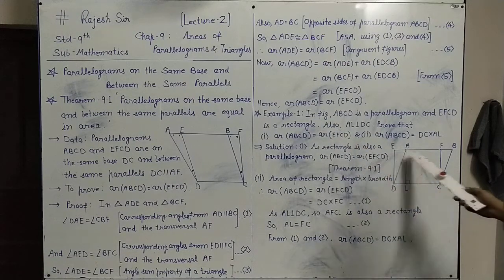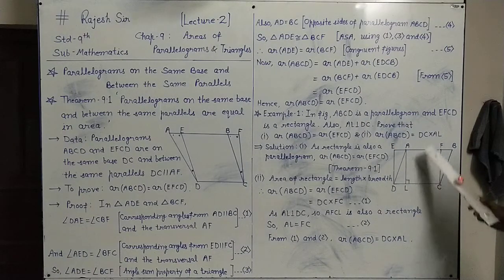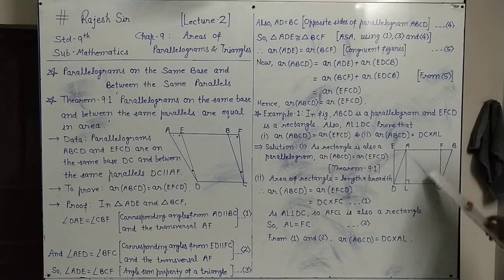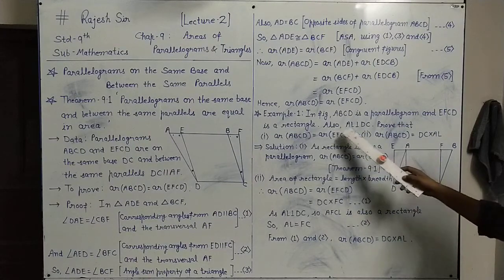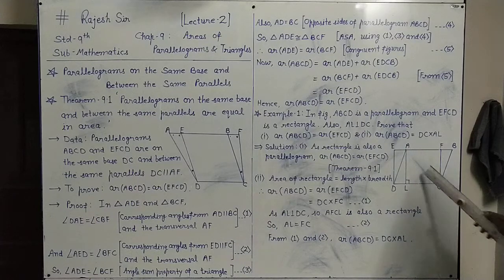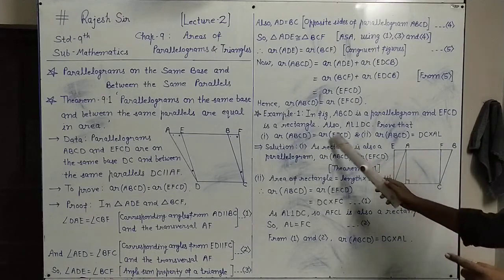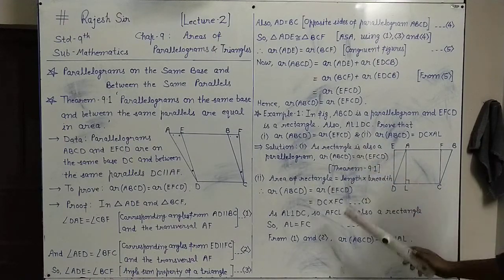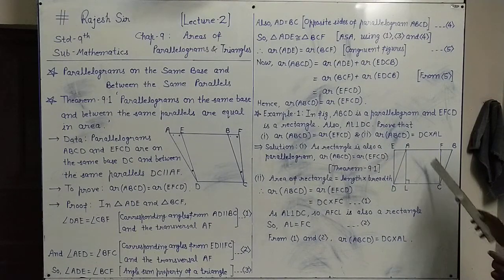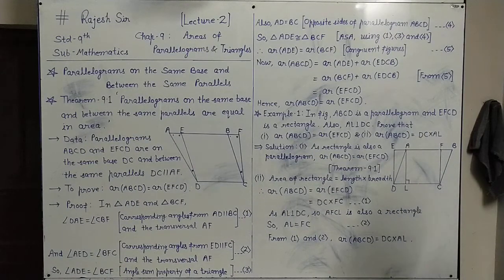In the figure, ABCD is a parallelogram, and EFCD is a rectangle. Also AL is perpendicular to DC. We have to prove, number 1, that area of ABCD, this parallelogram, equals area of EFCD, this rectangle. And number 2, that area of ABCD, the parallelogram, equals DC into AL, that is base into altitude.